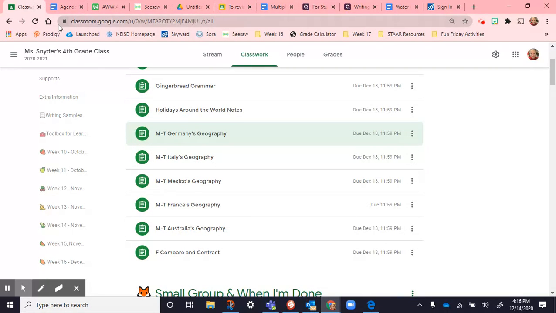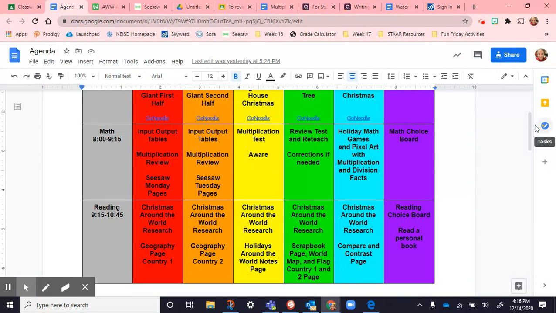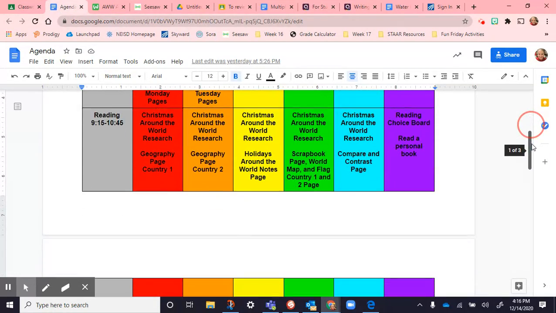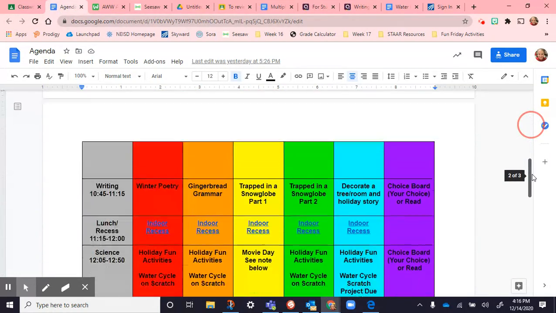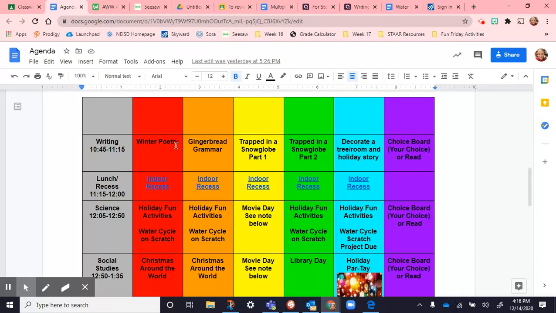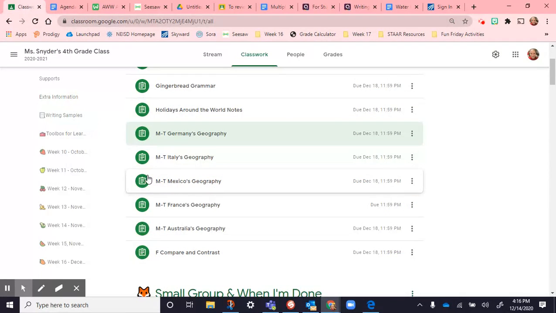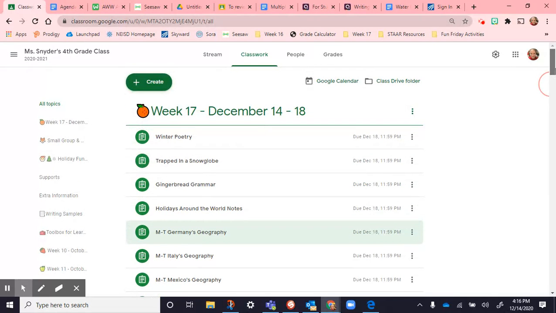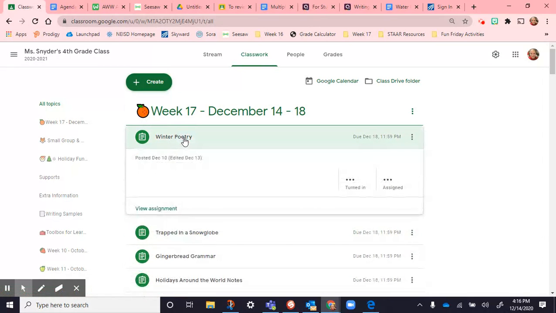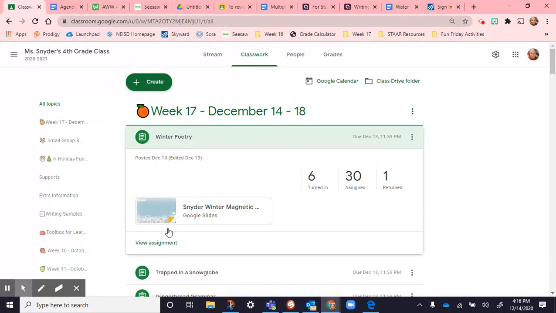And then for writing today, if you go to our agenda, we worked on this activity called Winter Poetry, which is in our Google Classroom here. Under week 17, you have Winter Poetry. These are like magnetic letters, and once you finish, I asked students to upload them to Seesaw. So you can turn them in here and then upload them to Seesaw so your family can see as well.